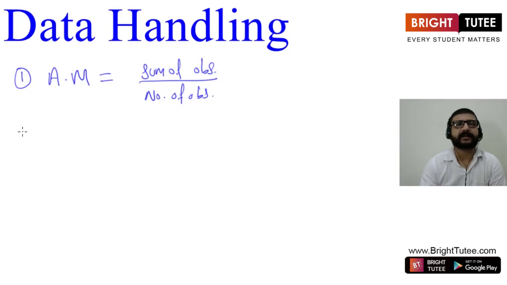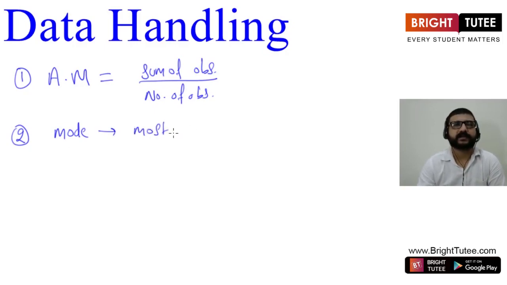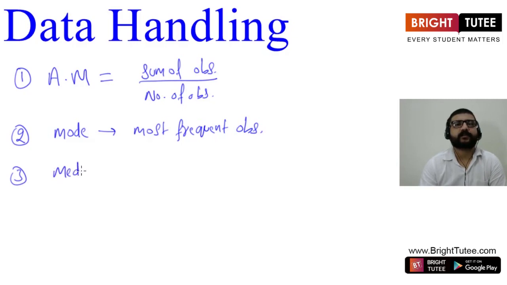And the second central tendency we studied was the mode of the data. Mode was the most frequent observation, or the most frequently occurring observation. And the third one was median. And what was the median of the data? Median was the middle value when the data was arranged in ascending or descending order.